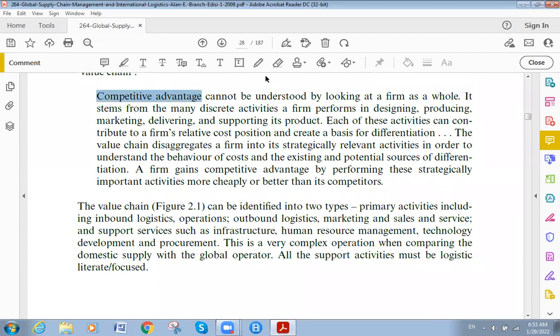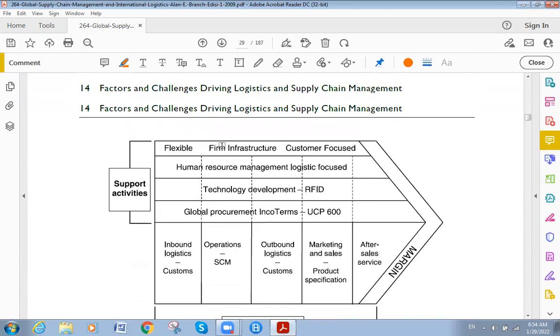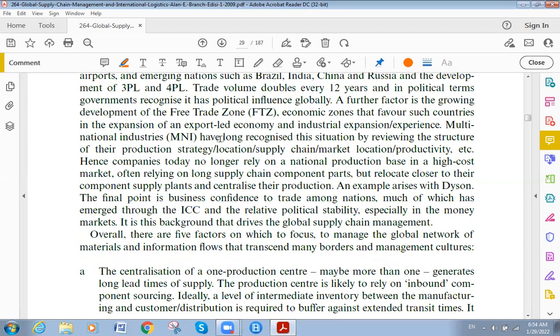We have something we talked about before, the competitive advantage. What do we mean by competitive advantage? The competitive advantage cannot be understood by looking at the firm as a whole. It stems from the many discrete activities a firm performs: designing, producing, marketing, delivering, and supporting its products.